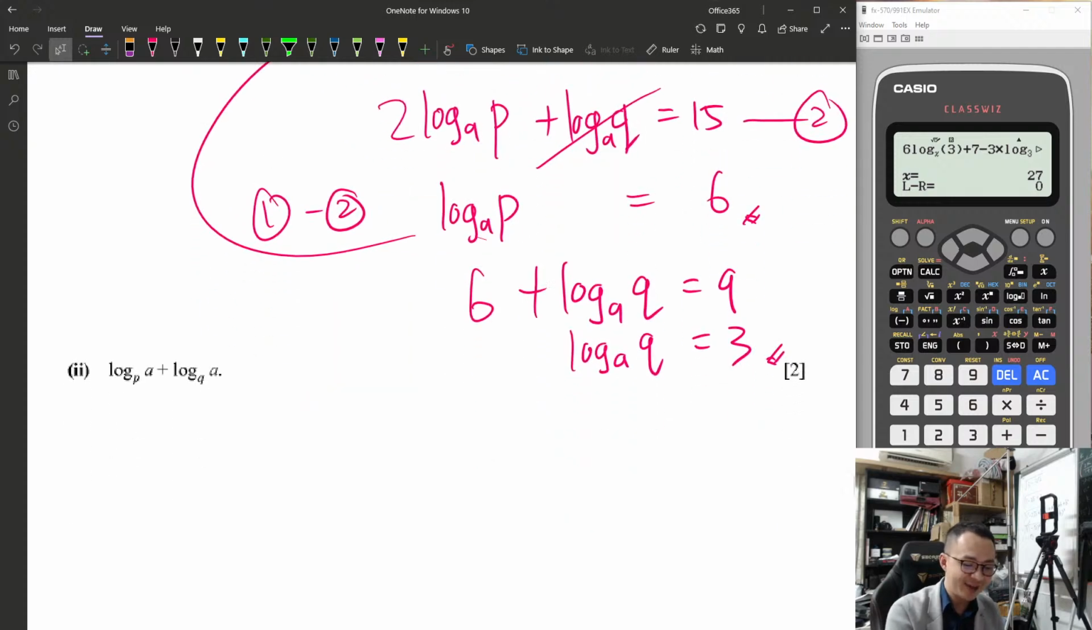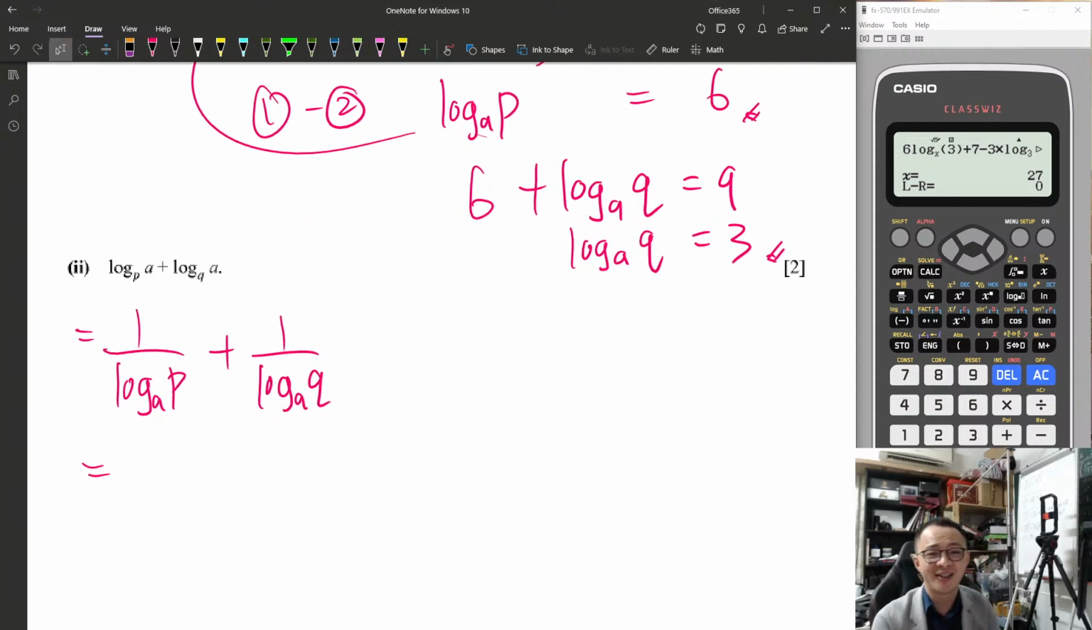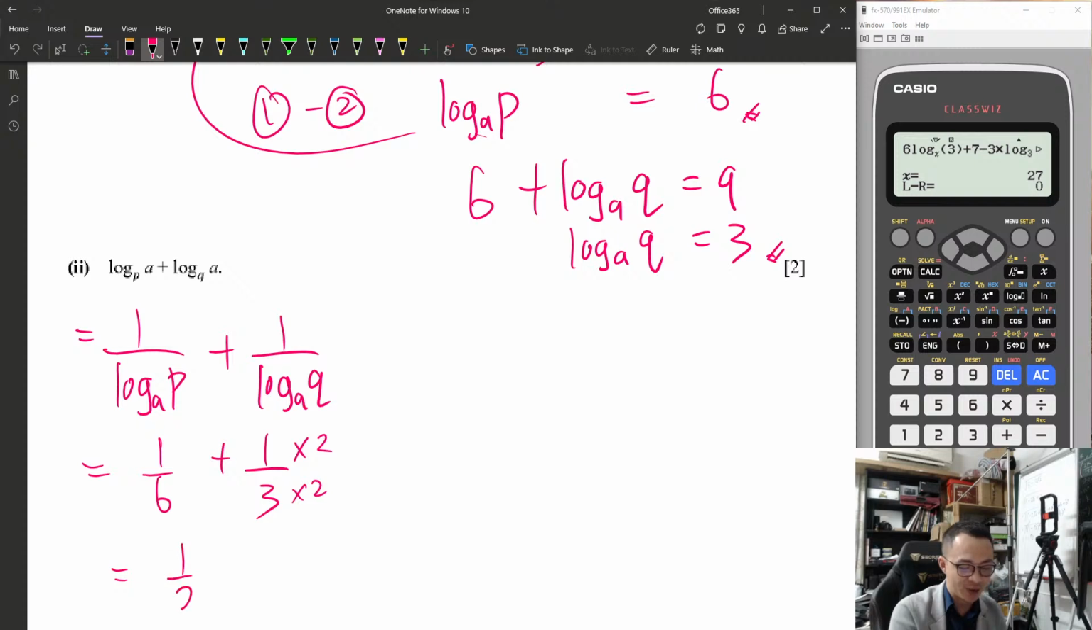Okay, so then this one basically is the same, right? We change base, it becomes 1 over log AP plus 1 over log AQ. If some students still do not understand what is going on, this one is basically using the change of base formula. Okay, so this one log AP is 6, isn't it? 1 over 6 plus 1 over 3. Then this one times 2 times 2, this one will be 3 over 6, which is 1 over 2, isn't it? Done. 2 marks.